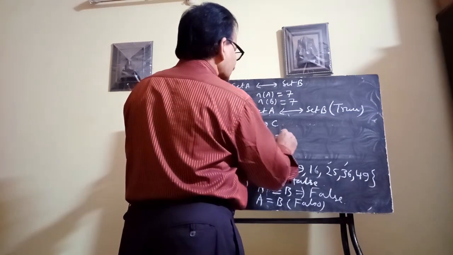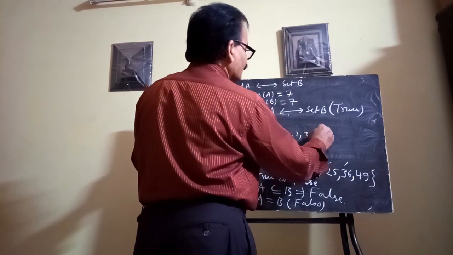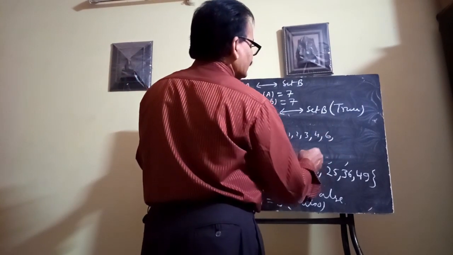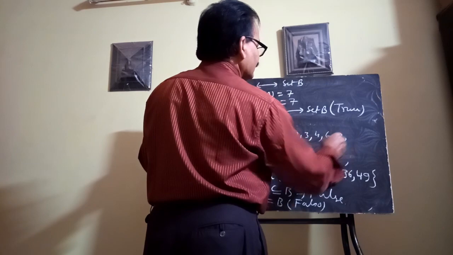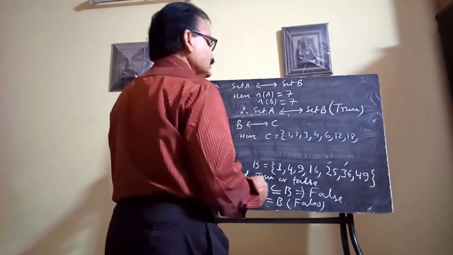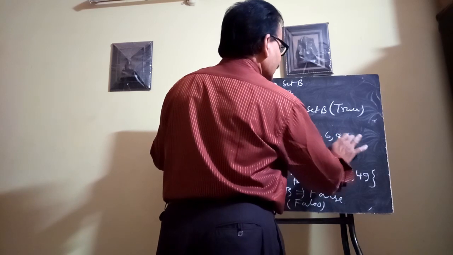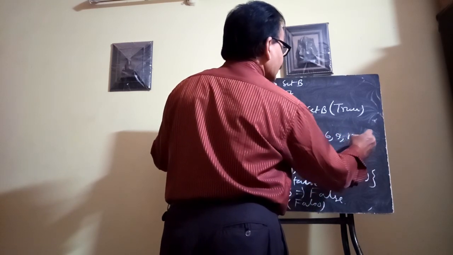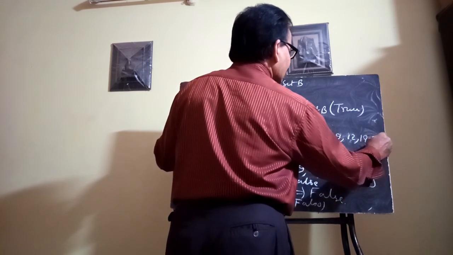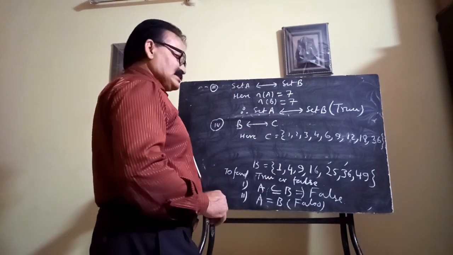So here set C equals factors of 36, meaning 1, 2, 3, 4, 5 is not a factor of 36, 6, then 12, then 18, one more is there, that is 9, then 12, then after that 18, and finally 36. So these are the factors of your 36.